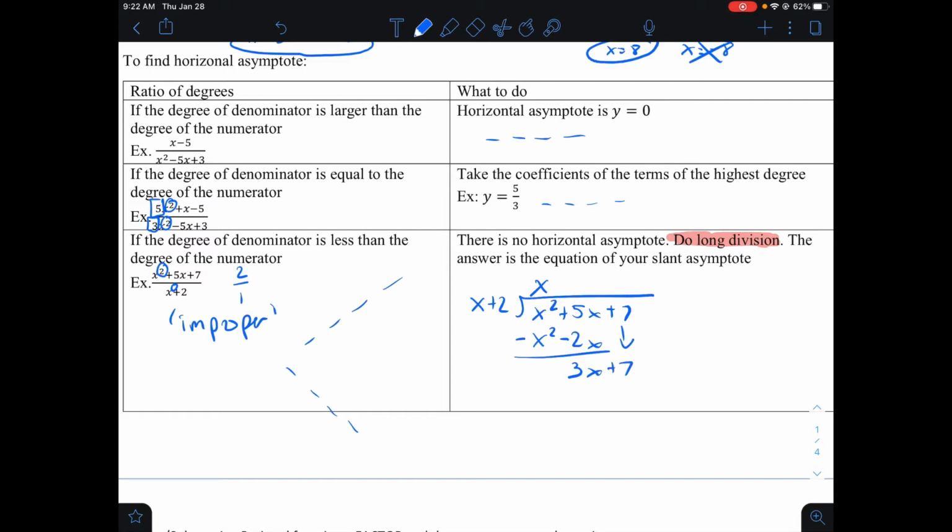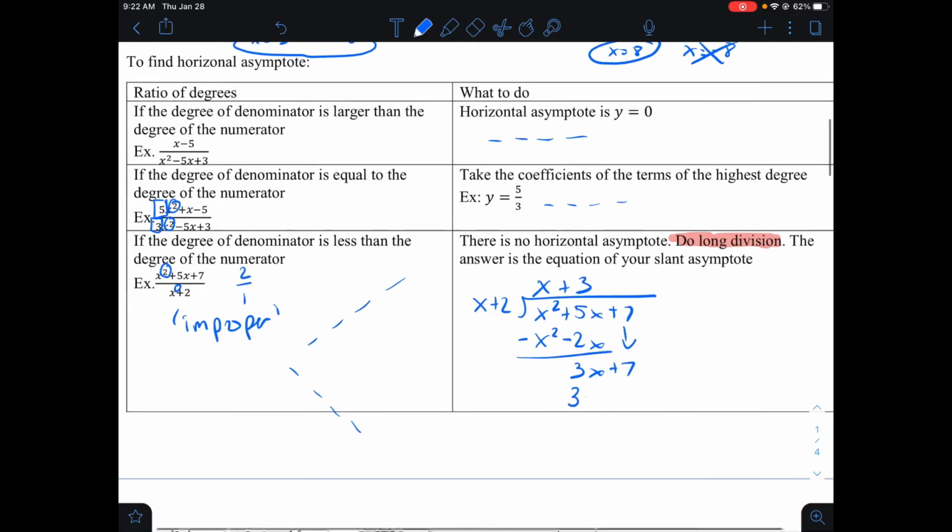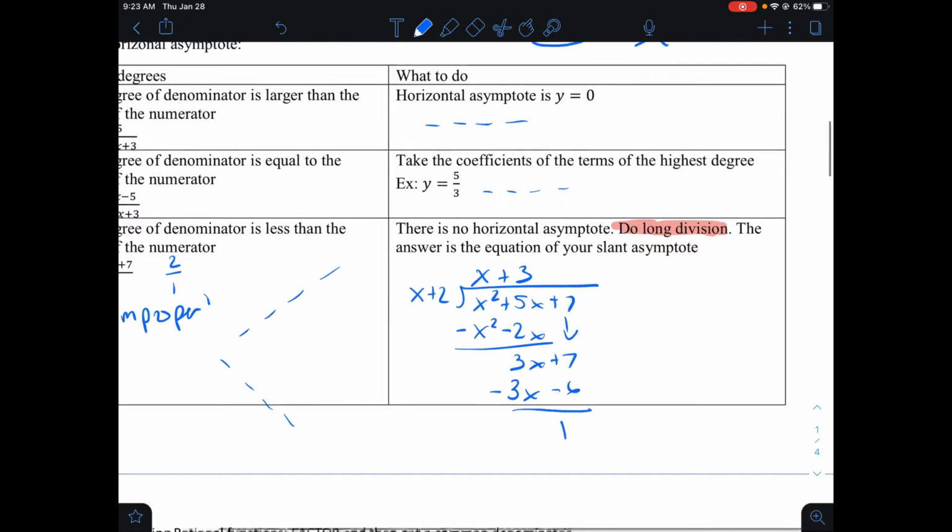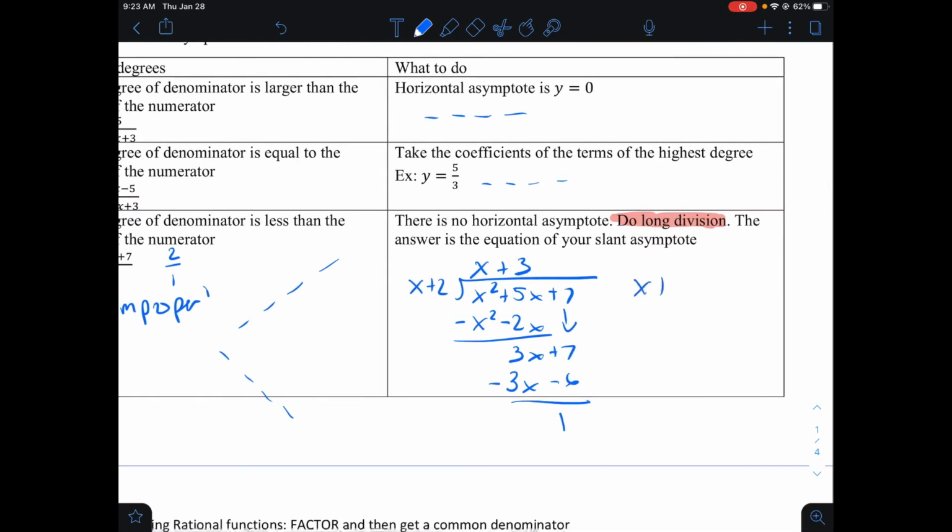And you see, okay, how many times does x go into 3x? That's going to be 3 times. So you go ahead and multiply. You get 3x and you get 6. And then you change your signs. So your remainder here is going to be 1. So you end up with x plus 3 plus remainder of 1 over x plus 2. Your slant asymptote is going to be y equals x plus 3. It's basically your answer.